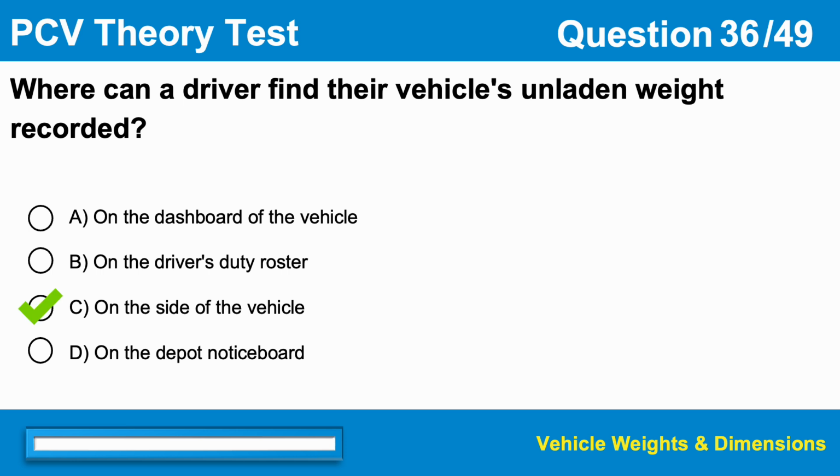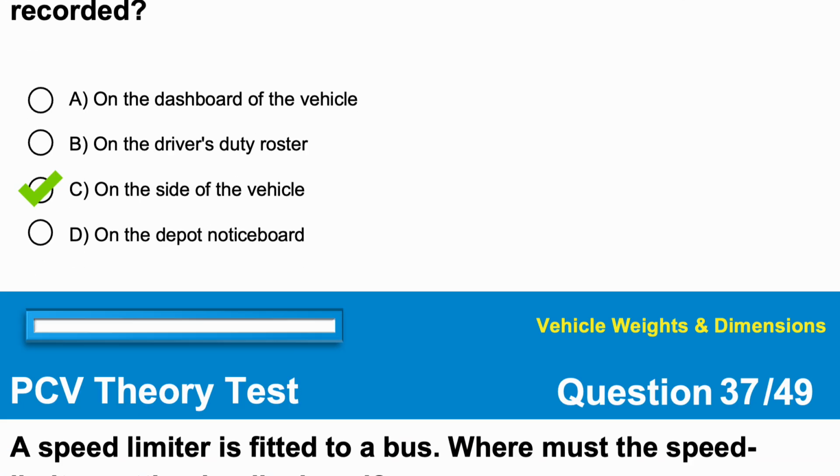The correct answer is C. The driver of a passenger-carrying vehicle needs to know the vehicle's limits. These include its weight, height, width and length, and its seating and standing capacity. The unladen weight should be displayed on the near side of the vehicle.